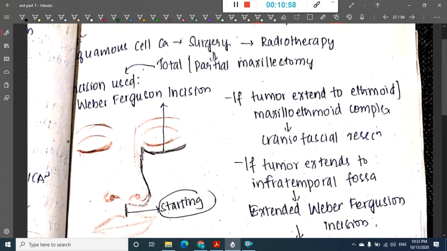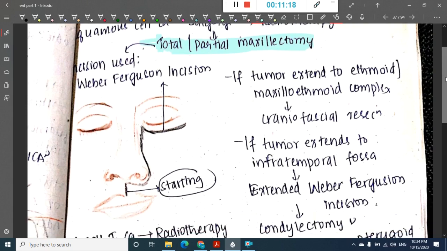Then this is a squamous cell carcinoma. So obviously, because it is a tumor, you will have to do surgery. The surgery which can be planned here is total or partial maxillectomy. You will remove the maxilla completely, or at least half of it is removed. For this total or partial maxillectomy, the incision used is the Weber-Ferguson incision.